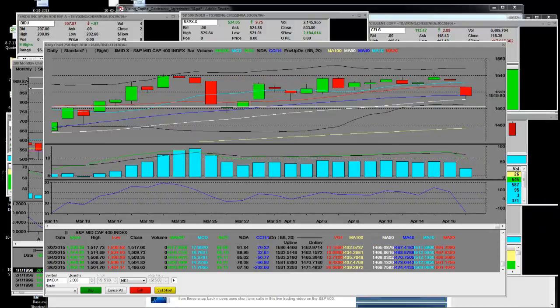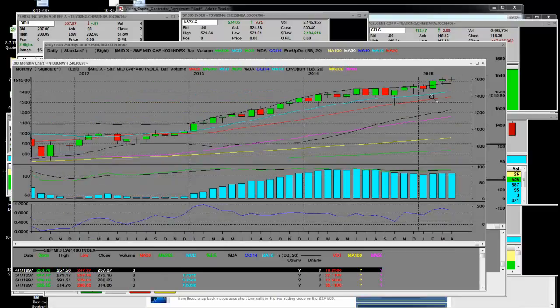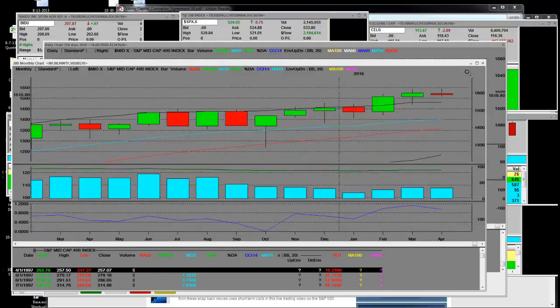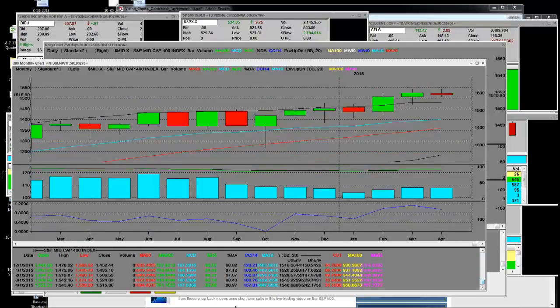On this particular chart right here, I'll do one more thing that would be helpful, because I want people to see this 400 on a monthly level. This is a monthly chart, and this is what we call a blow-off top. And not only is it a blow-off top on the 400 index, we're overbought, and we're going down, and no one's going to stop it.